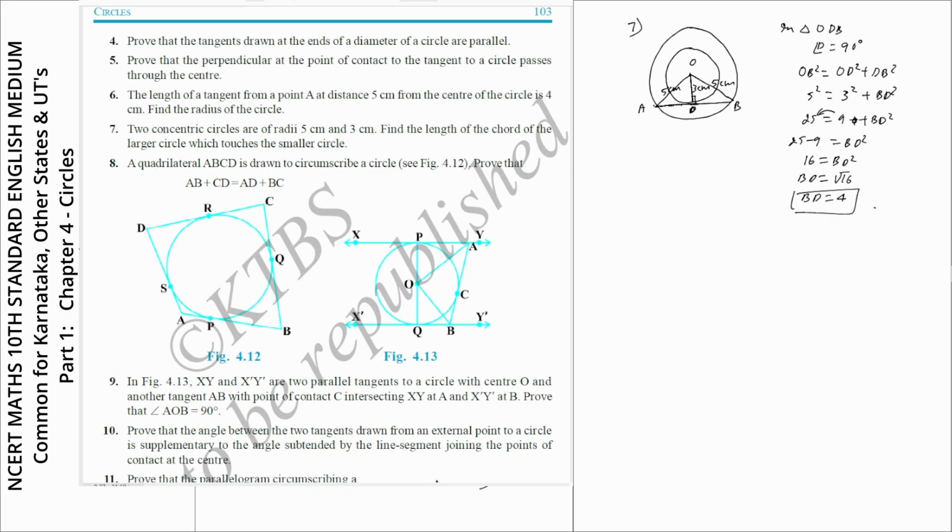Now BD is equal to 4. So AD is equal to BD is equal to 4. Why AD is equal to BD? Because the perpendicular drawn from the center of the circle to the chord bisects the chord. That's why AD will be equal to BD. Therefore AB is the chord length. Therefore AB is equal to AD plus BD is equal to 4 plus 4. So AB is equal to 8 centimeter.